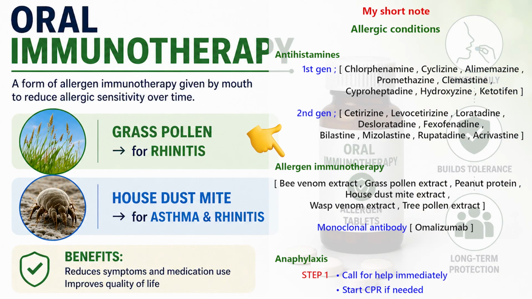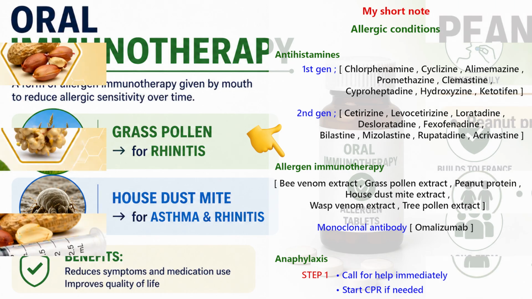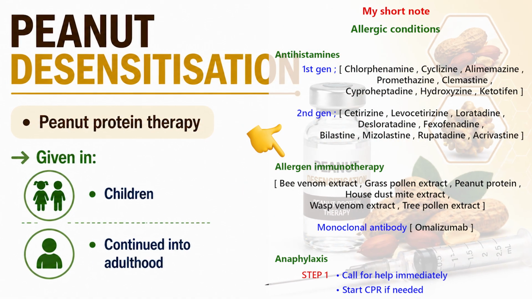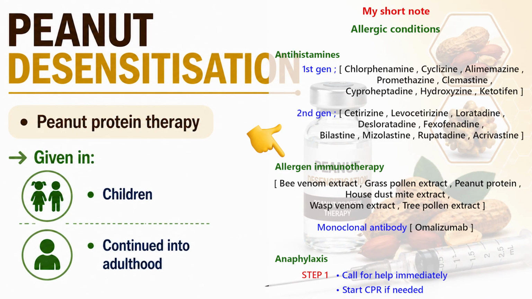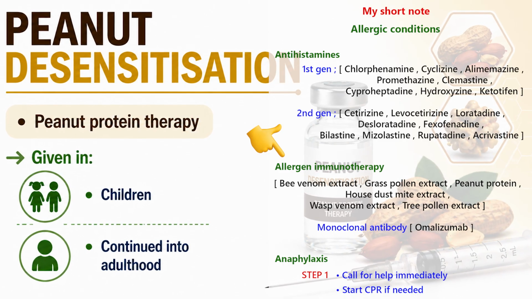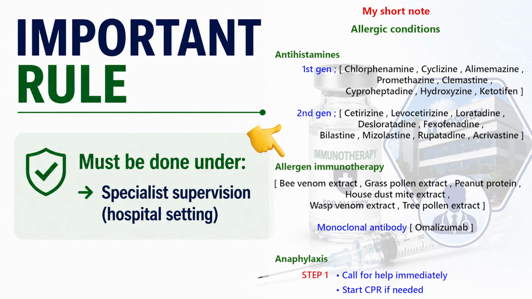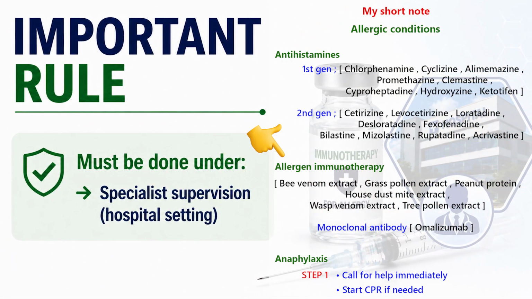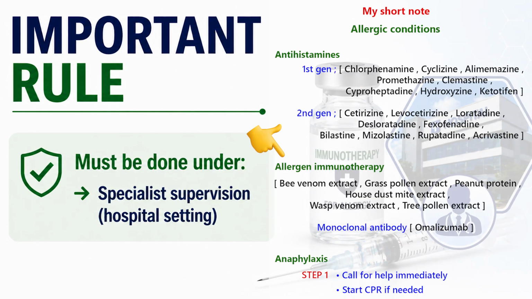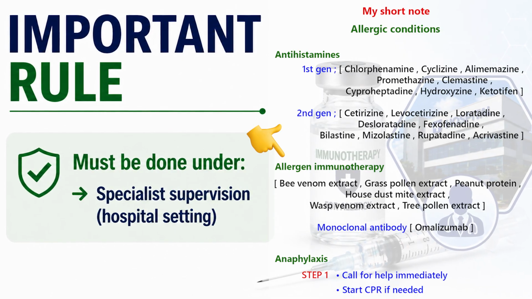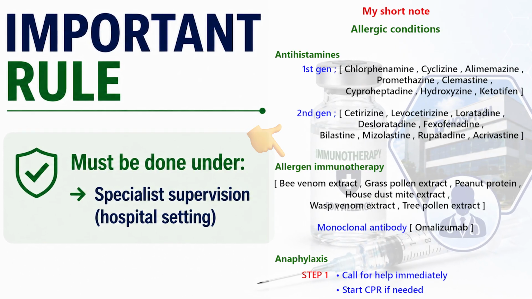There is also oral immunotherapy. For example, grass pollen for rhinitis, house dust mite for asthma and rhinitis. And very important, peanut desensitization. Peanut protein is given in controlled doses, usually started in children and continued into adulthood. Very important rule: all immunotherapy must be done under specialist supervision, usually in a hospital setting, because there is always a risk of severe reactions.